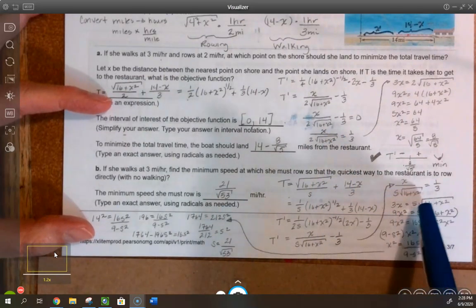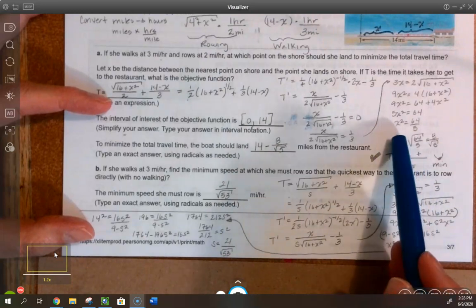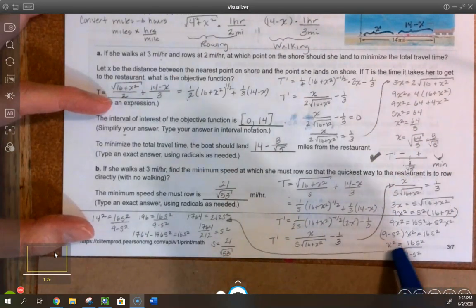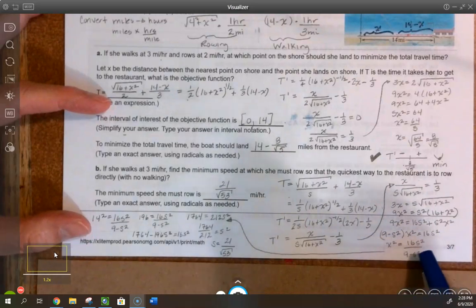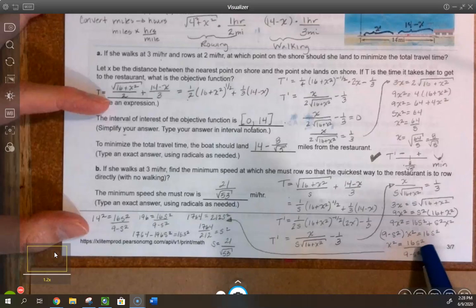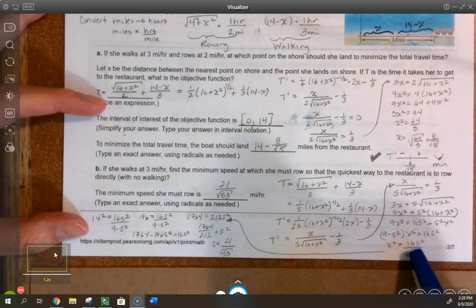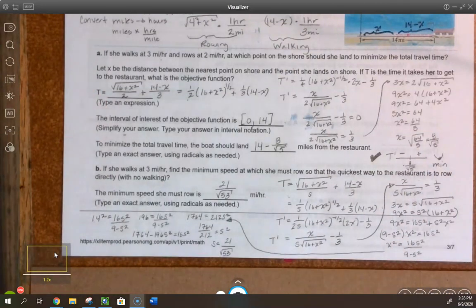What I got down to here was x equals 8 over root 5. Here is the same thing with the s in it: x squared equals 16s squared over 9 minus s squared. If I put in s equals 2 into this, I would get the square root of 64 over 5. So this value right here would work for any value of s that we wanted to put in there. It would tell us our x.